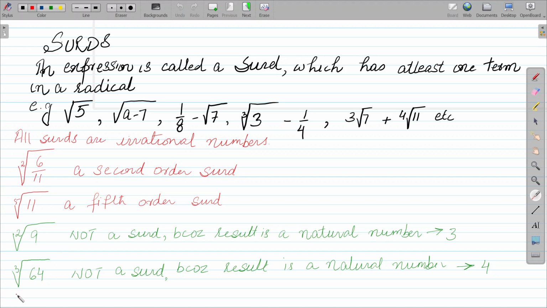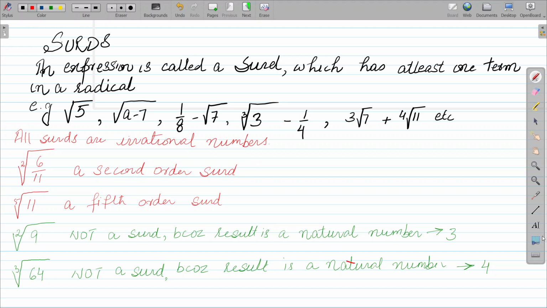Another thing, if you look at this, the cube root of 64 is taken out. If you take out the cube root of 64, it will be what? 4 into 4 into 4, which is 4 to the power 3, and you have to take out the cube root, so its answer comes out equal to 4. So what does this mean? Again this is a natural number, and this means that it is not going to be a surd. Okay, so you can have many examples of surds if you want.